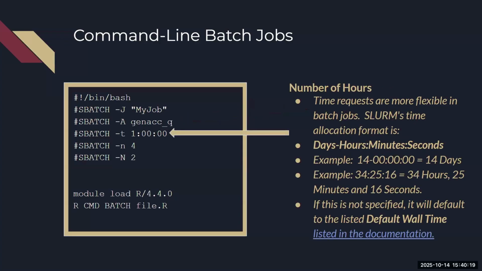You also can select the time. You can select up to 14 days on some of these queues for really, really long jobs. For any job, you can select less than 14 days, and the format is days-hours:minutes:seconds. You cannot pass 14 days on most of our queues.